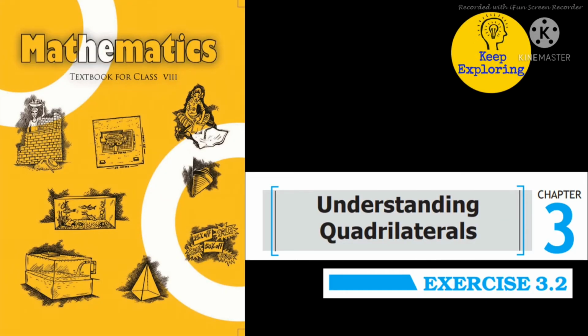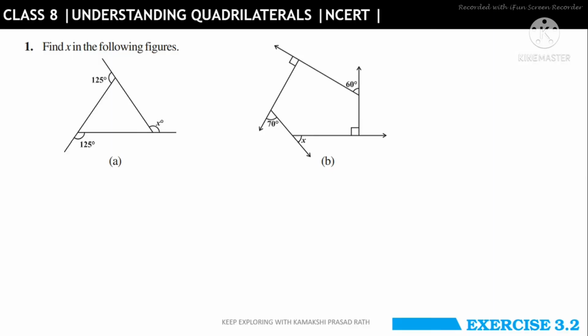Keep exploring. In today's video, we are going to discuss exercise 3.2 of the chapter Understanding Quadrilaterals for class 8 from the NCERT textbook. So let's start. Here the question says find x in the following figures. In this exercise basically we will do problems using the sum of the exterior angles.